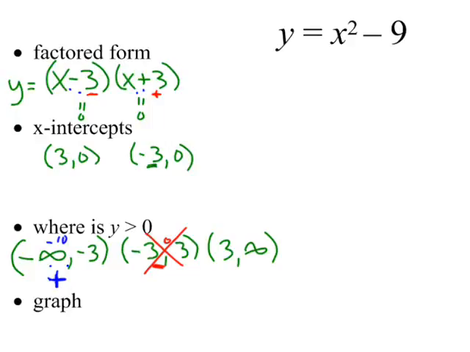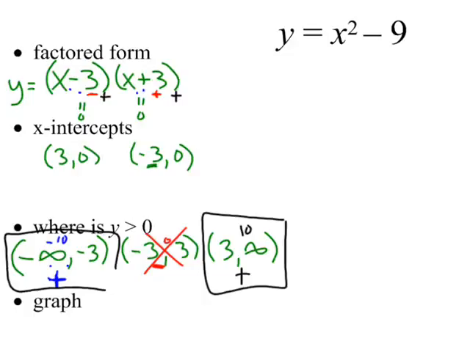And then 3 to infinity. So pick a big number in here. So say 10 or 100 or whatever number you want. But you'll see you end up with a positive and a positive because you'll have 7 and 13. And when you multiply together, you get a positive. So where is y greater than 0? Anywhere you got a positive number.